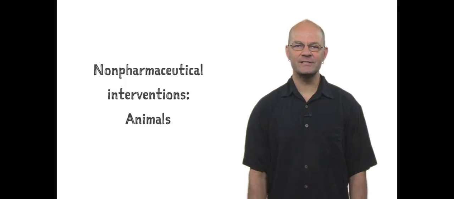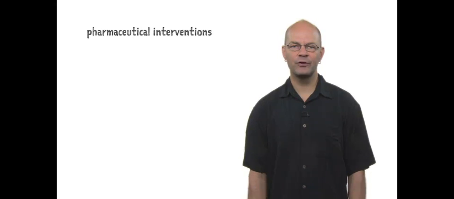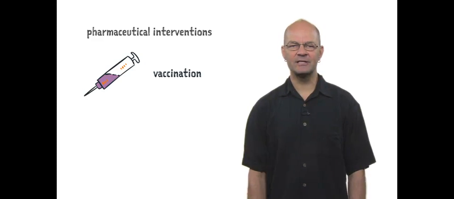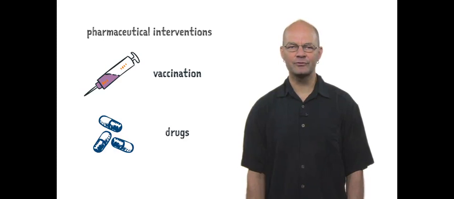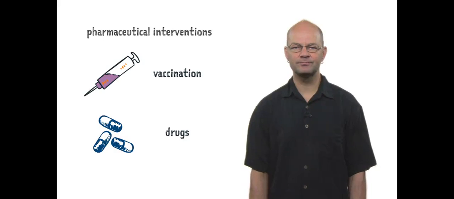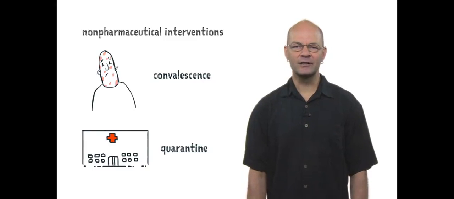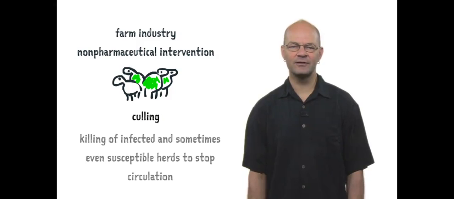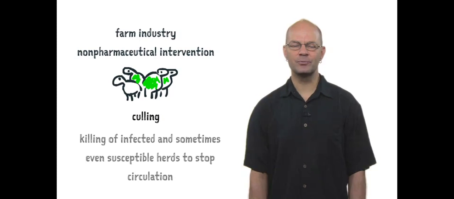Control of infectious disease is ultimately a question of first breaking the chain of transmission and then preventing new chains to establish. In humans, these objectives are commonly achieved through pharmaceutical interventions, vaccination to reduce susceptibility, and drugs to cure disease and shorten infectious periods. Convalescence and quarantining are two additional non-pharmaceutical interventions to reduce contact rates and slow transmission. The farm industry has another non-pharmaceutical intervention tool, culling, killing of infected and sometimes even susceptible herds to stop circulation.